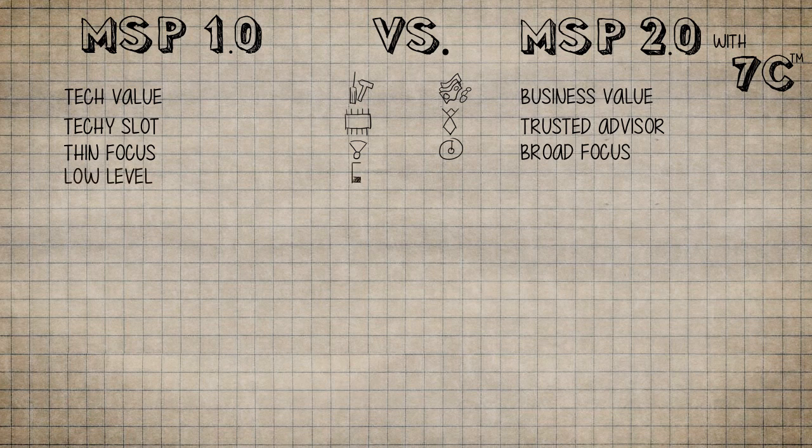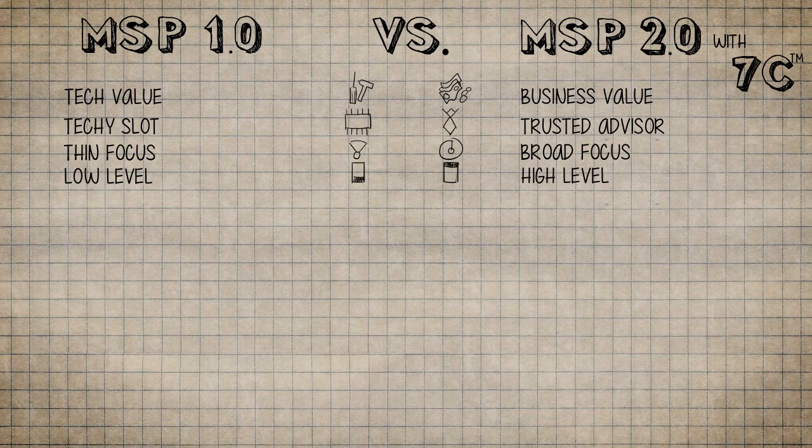Low-level focus versus high-level focus. With this in mind, you can see the MSP 1.0 focuses on technology and low-level execution. MSP 2.0 focuses more on the management on a high level. Neither of them is better than the other, but truly these are different games.